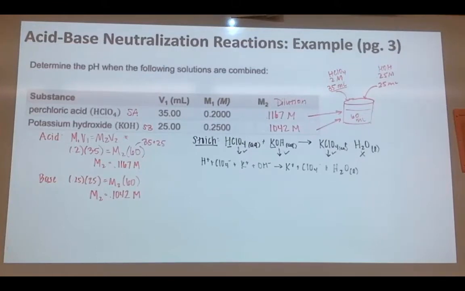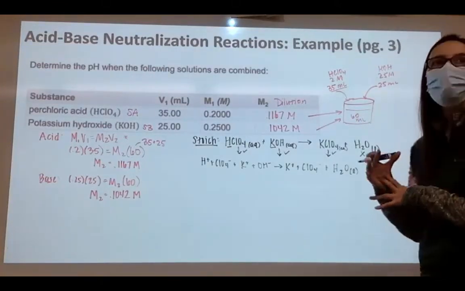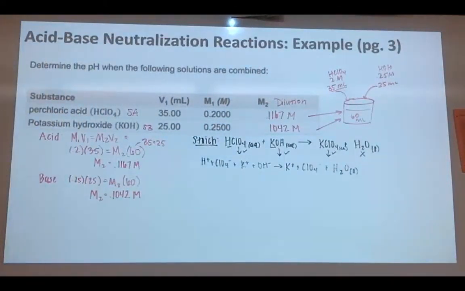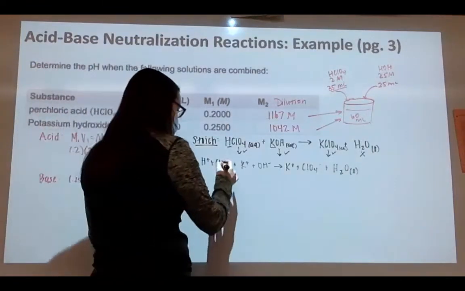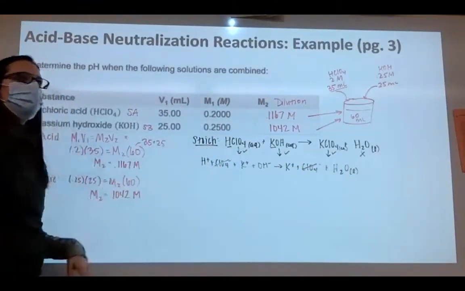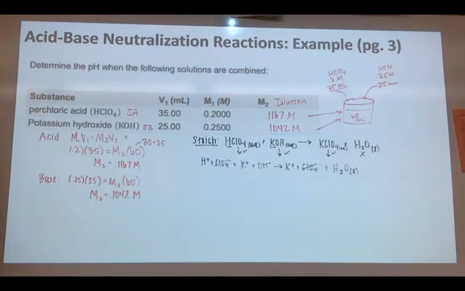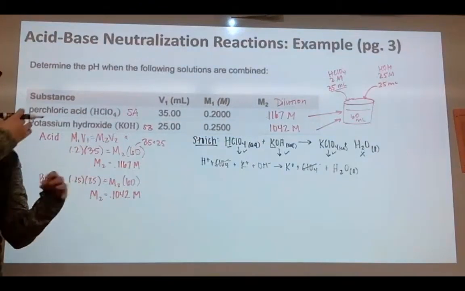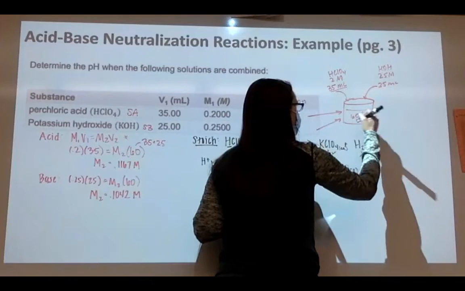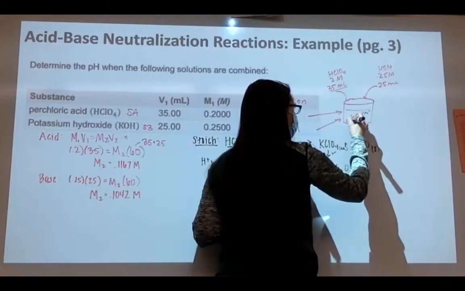Now whatever is the exact same on each side of the arrow can cancel. Those are our spectator ions. So ClO4 minus is the exact same. That's a spectator ion. It means it doesn't participate in the actual reaction. It's just floating around in the beaker.